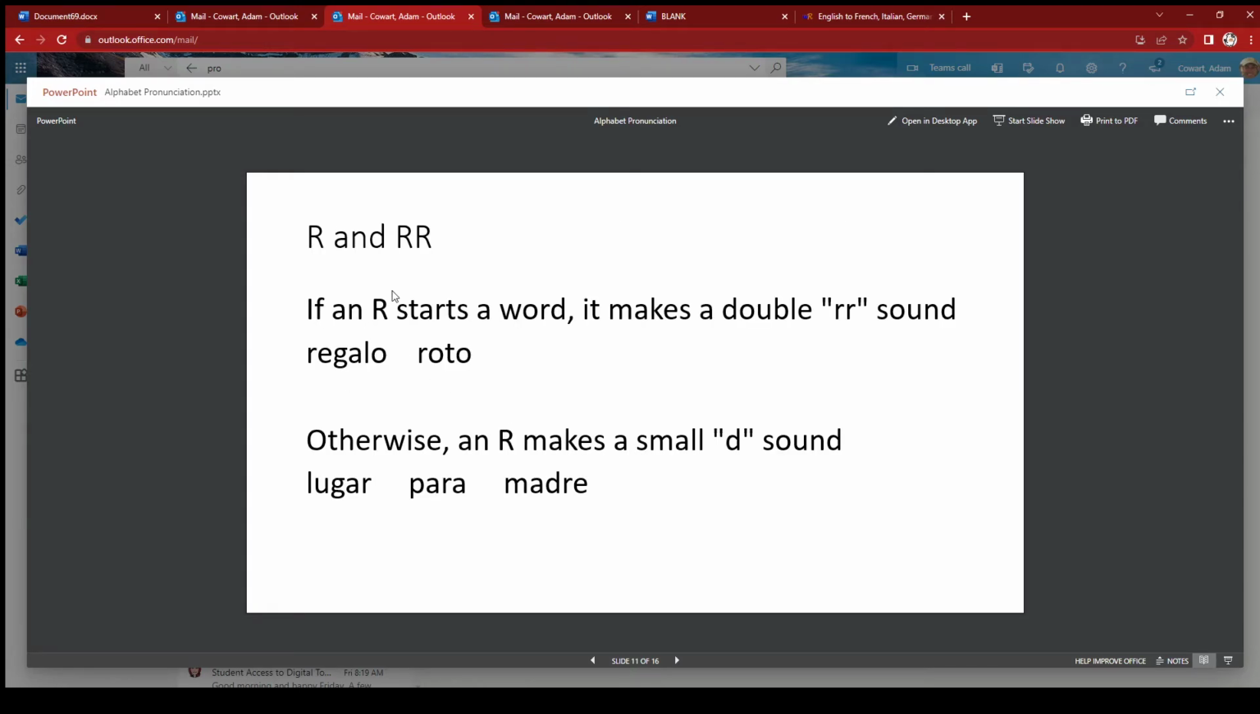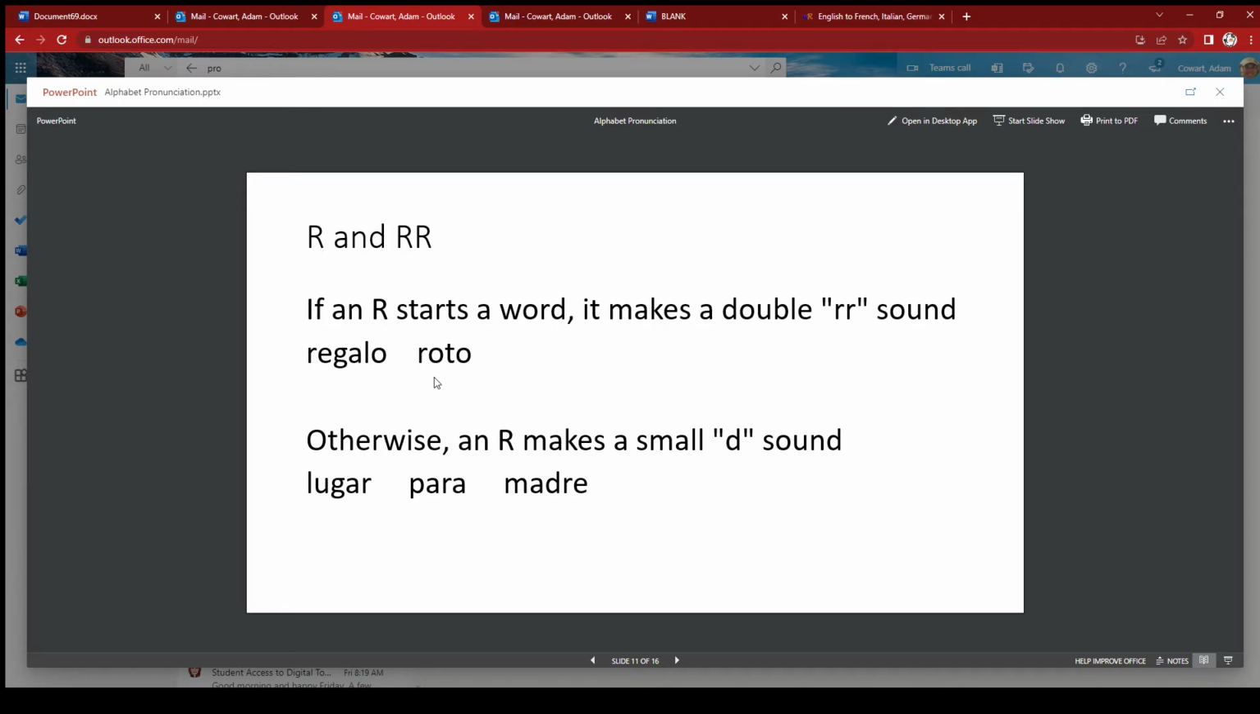Okay, now the R. If an R is the first letter in a word, it makes a double R sound, okay? So this is not regalo, it is rrregalo. You don't have to go too crazy. You don't have to say it with a huge roll, but give it a little bit of a flutter, all right, if you can. Regalo, roto.